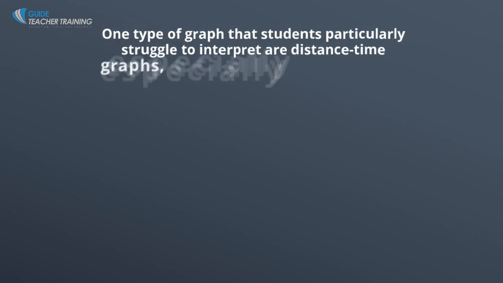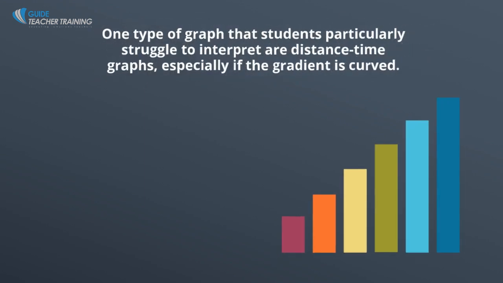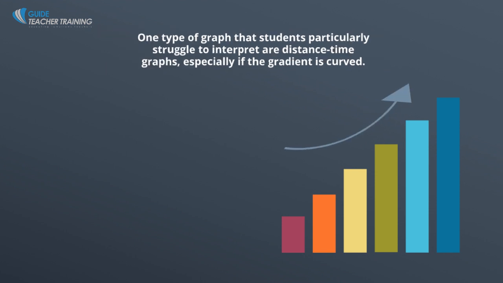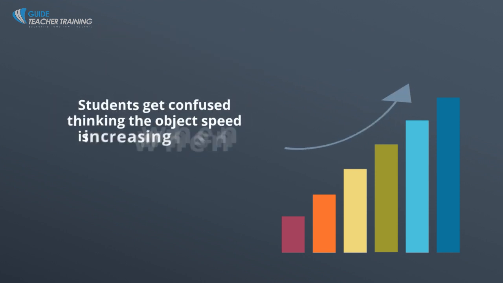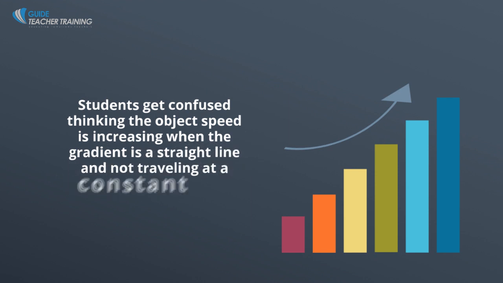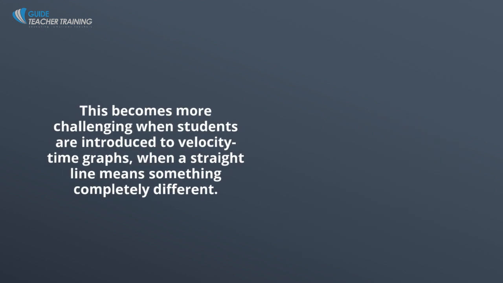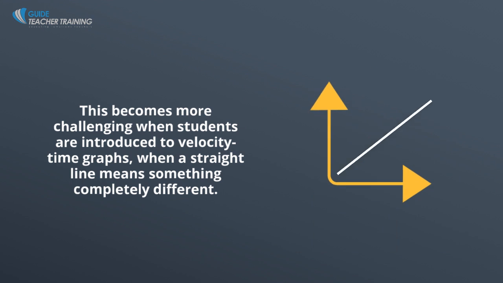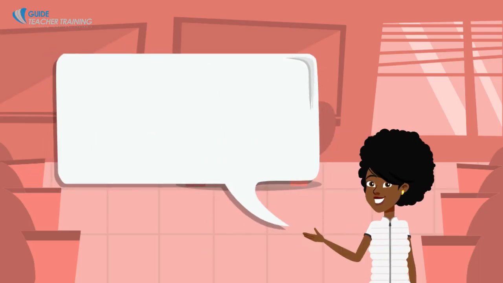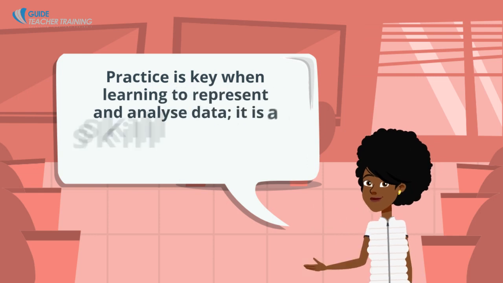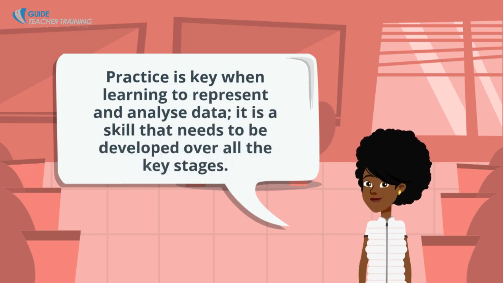One type of graph that students particularly struggle to interpret are distance time graphs, especially if the gradient is curved. Students get confused thinking the object's speed is increasing when the gradient is a straight line and not travelling at a constant speed. This becomes more challenging when students are introduced to velocity time graphs, when a straight line means something completely different. Practice is key when learning to represent and analyse data. It's a skill that needs to be developed over all the key stages.